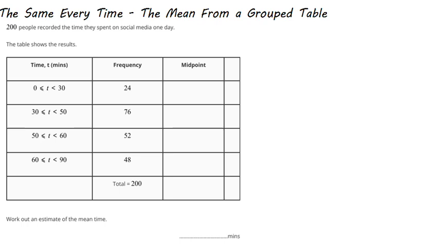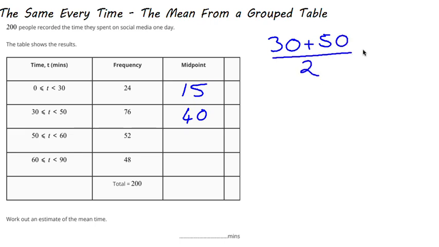0 to 30, what's the number halfway between 0 and 30? That would be 15. 30 to 50, the number halfway between 30 and 50 is going to be 40. If you can't see these things very easily, and sometimes they're not so obvious, especially when you have decimals in there, there's a nice way of finding the midpoint. Say we want the midpoint of 30 and 50, we just add them together. 30 plus 50, that's 80, and divide by 2, that gives us 40.